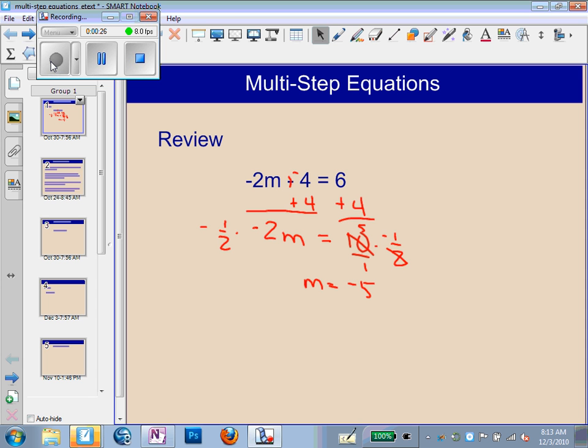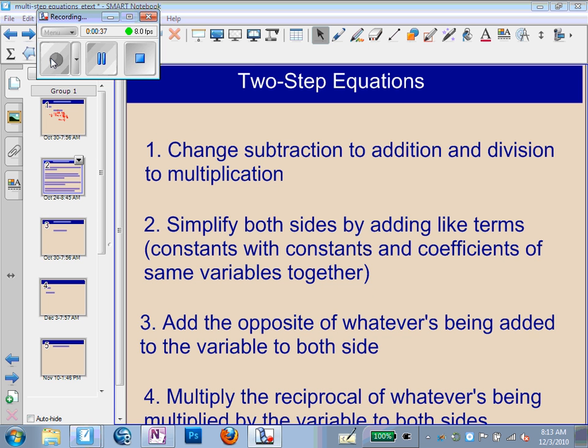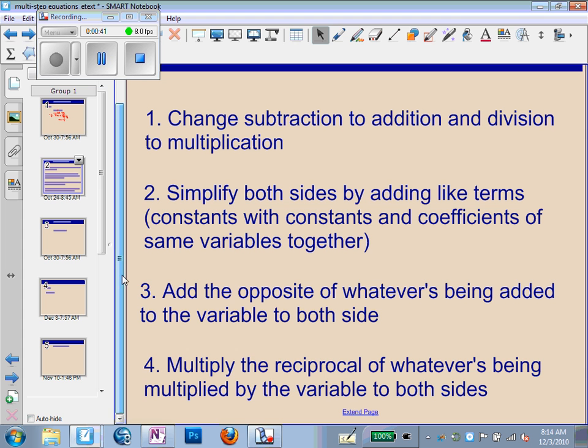Then we start working with our opposite property. We add the opposite to both sides, and our last step is always multiplying by the reciprocal, and then we get our final answer. So we always change subtraction to addition and division to multiplication. Simplify both sides by adding like terms. Add the opposite of whatever is being added to the variable to both sides. That's our third step. And our fourth step is multiply the reciprocal of whatever is being multiplied by the variable to both sides. And this is how we solve any equation.